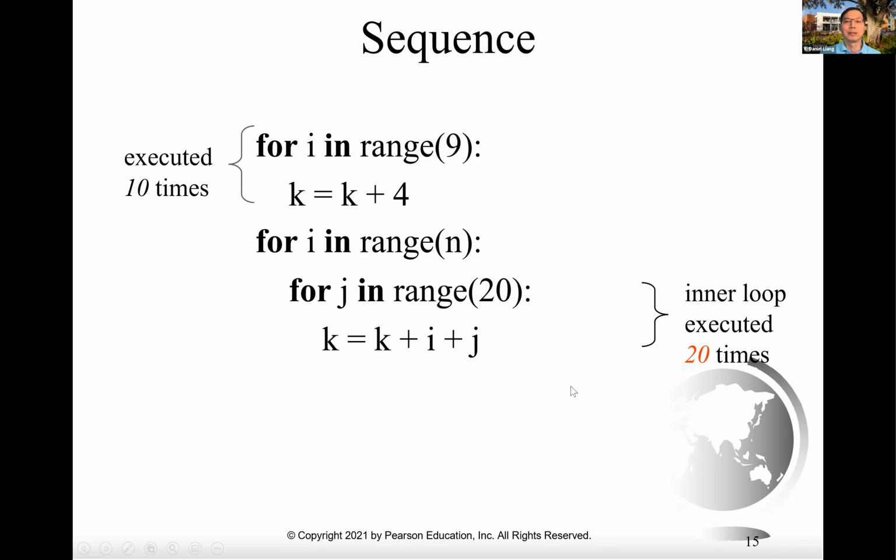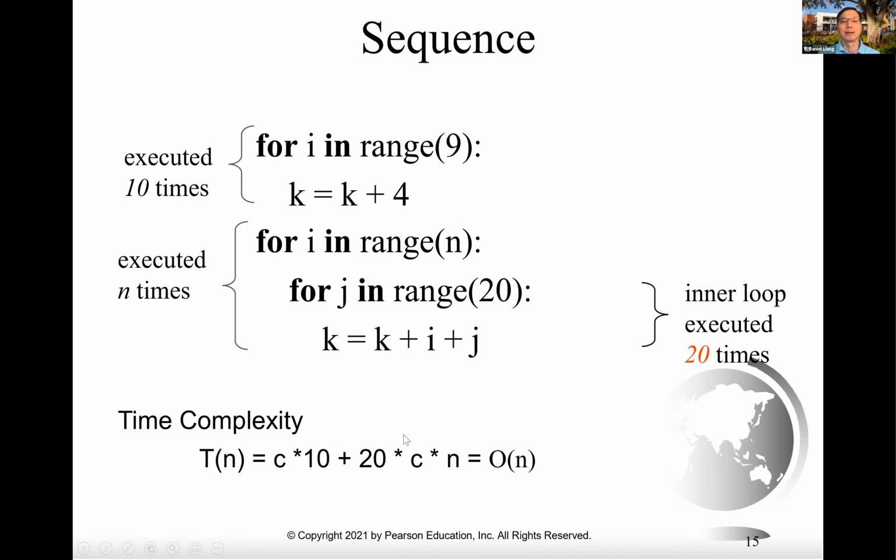All right, so what is the total? The total is this. This is 10 times here, so C times 10. And here is 20 times C and times n. So the complexity is order of n.